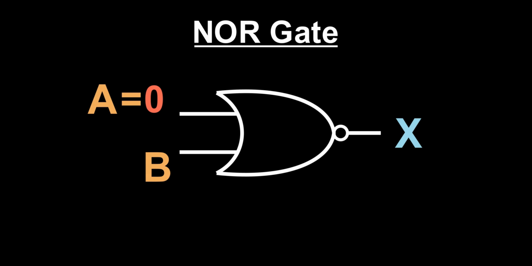The NOR gate is basically the OR gate's brother. So effectively, it's going to be the same setup, but it's only going to be 1 for 0 and 0, the opposite. So that's the only case we're going to get an X equals 1. For the rest, we're basically going to get 0.